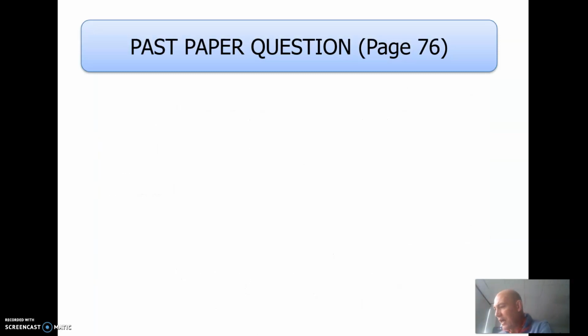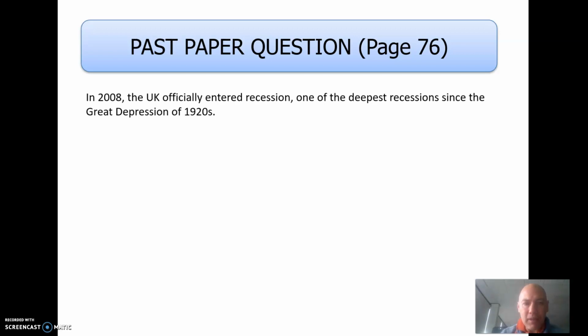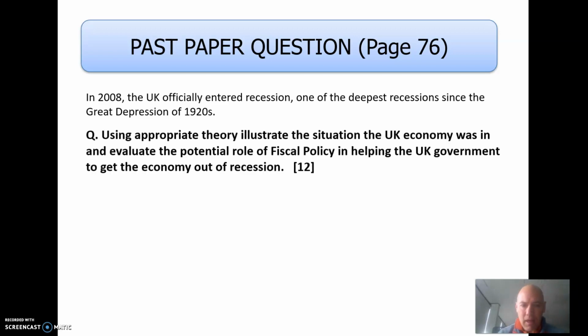This next section helps you with the fifth period work that you guys have got to do, and I'm going to give you a little bit of background to this as well. So in 2008, this was the credit crunch. UK officially entered recession, one of the deepest recessions since the Great Depression of the 1920s. And you're asked to use an appropriate theory, illustrate the situation the British economy was in, and evaluate the potential role of fiscal policy in helping the UK government get out of recession.